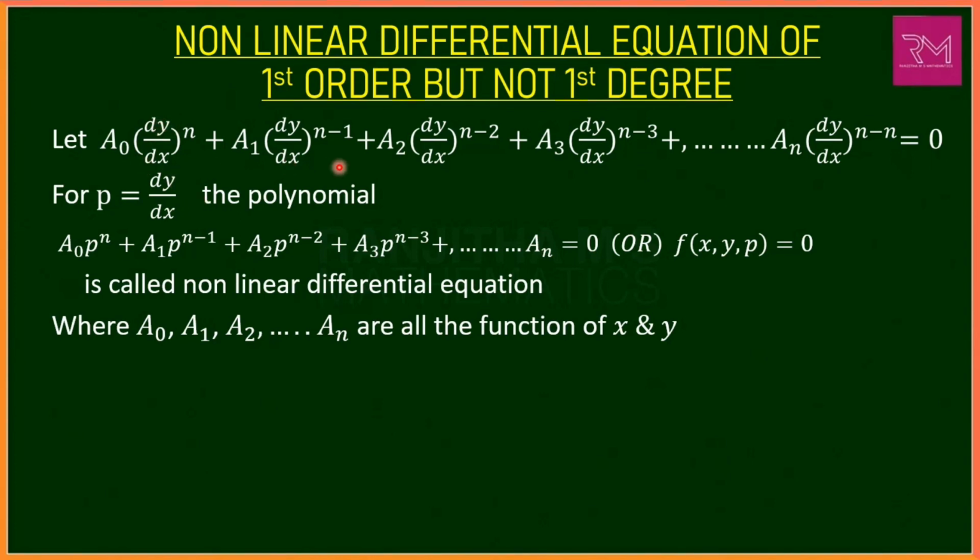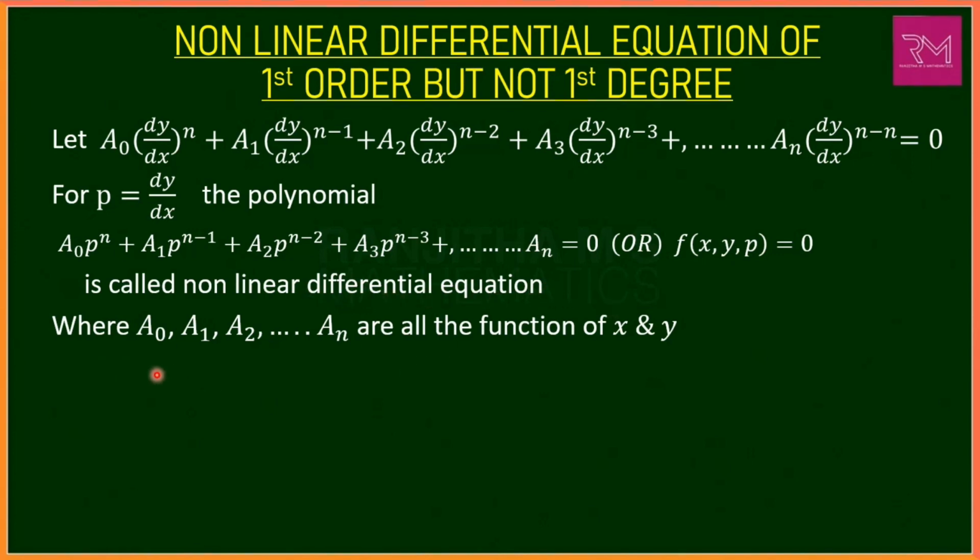So this is a nonlinear differential equation of first order, and the definition of degree says the positive integral power of highest order derivative present in the equation is the degree of a differential equation. So the order is 1 here, and the positive integral power of the highest order derivative is n. So this is a nonlinear differential equation of first order and degree n. So this is a nonlinear differential equation of first order but not first degree.